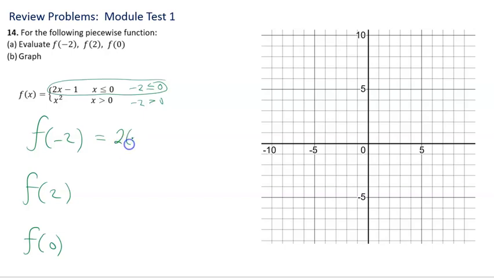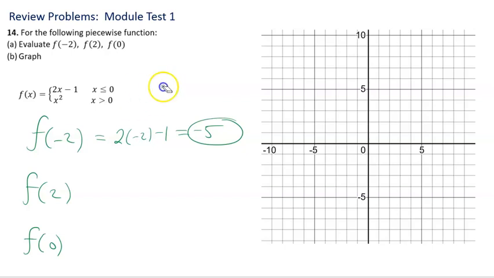So it's 2 times negative 2 minus 1, which is going to give me negative 4 minus 1, which is negative 5. Now let's evaluate again. Okay, so this time I'm evaluating f of 2. So I'll look to see, do I use the top one? Is 2 less than or equal to 0? Nope. Is 2 greater than 0? Aha, it is. So I want to use the second piece. So I'm going to plug 2 in for the x. That's 2 squared equals 4.